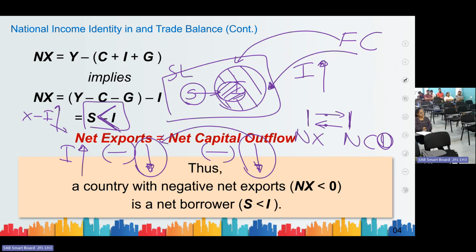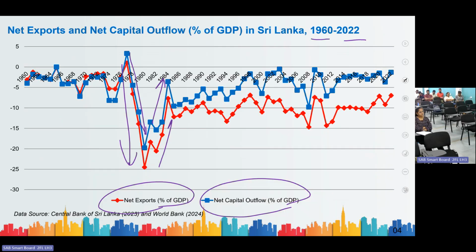But when it comes to the real world, the picture is so complex. The theoretical base is this, but there are many other factors that affect net export and net capital outflow. So in the real world, they are not exactly the same. The theory says net export is exactly the same as net capital outflow. That is the theory. That's why they are not 100% the same amount.